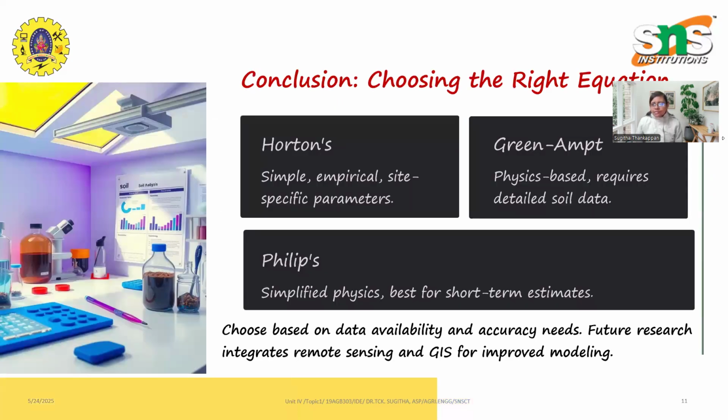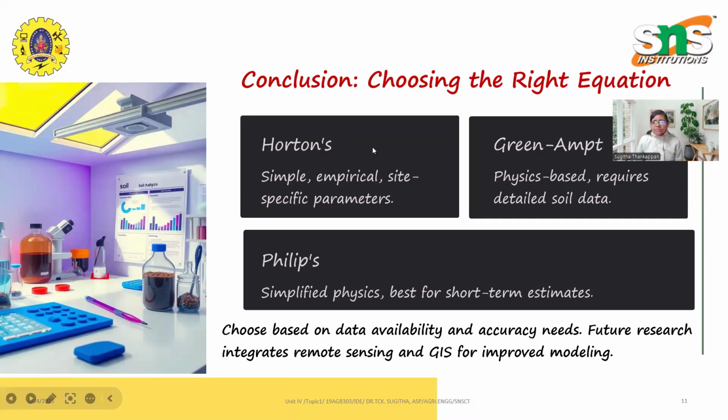So far, we have discussed what infiltration is. We understood the concepts and factors influencing infiltration, and we learned about three equations: Horton's, Green-Ampt, as well as the Phillips equation. Horton's is an empirical model. It is very simple and it requires site-specific parameters. Whereas Green-Ampt is physics-based, it requires all the data of the soil as well as the plant, so it requires a large data set.